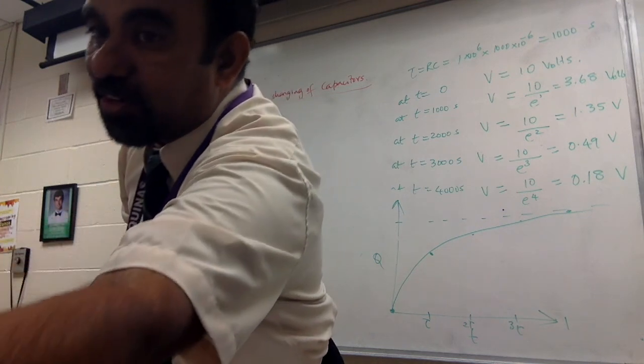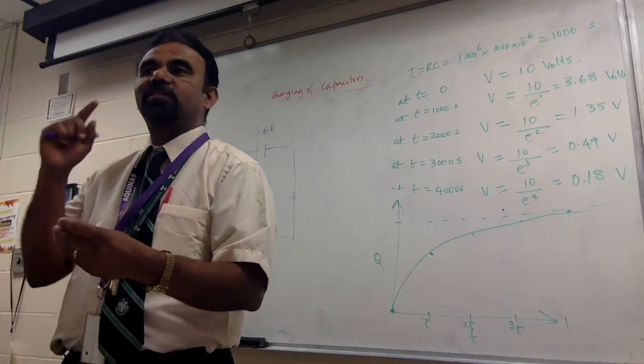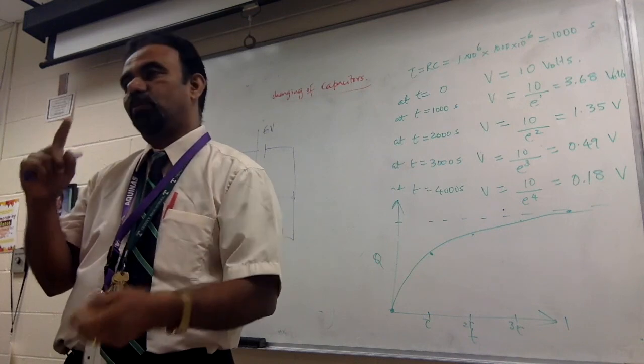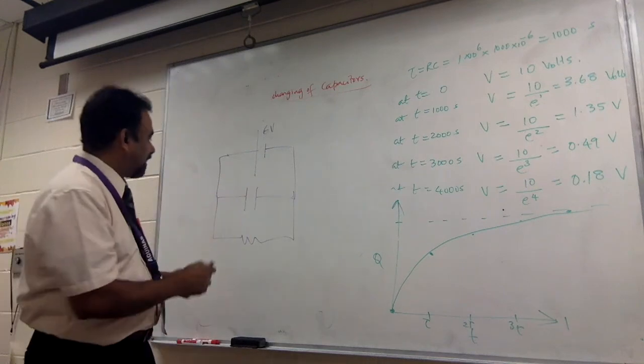Okay, brown, black, orange means it is 10 kilo ohms. Brown is 1, black is 0, and orange is 3. So 10 times 10 to the power of 3. So this is 10 kilo ohms. So what I'll do is I'll connect 10 kilo ohms here.